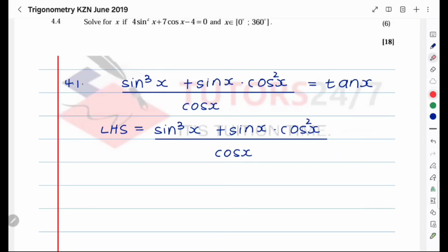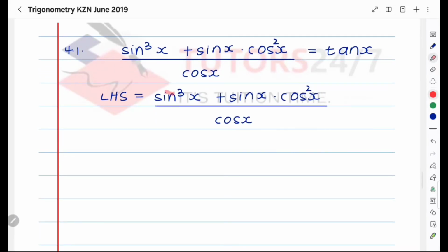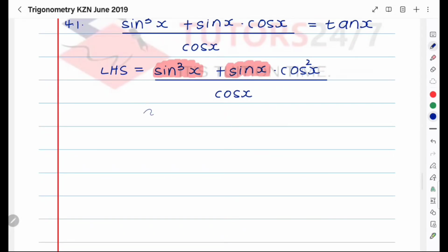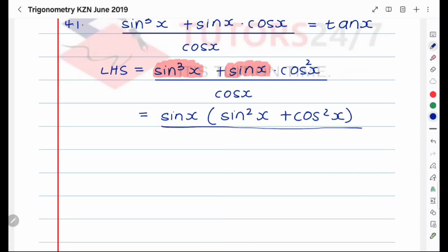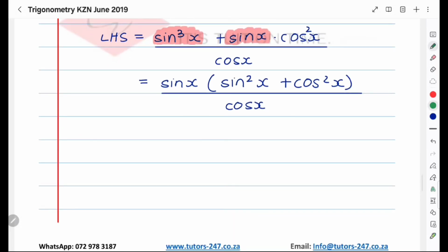So as you can see on the left side, we have a common factor of sine x. So we're going to take out this common factor of sine x, leaving behind sine squared x plus cos squared x, and that is all over cos x. If you struggle to take out a common factor, just divide.